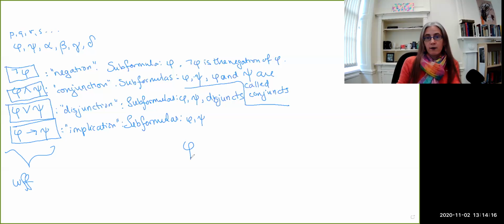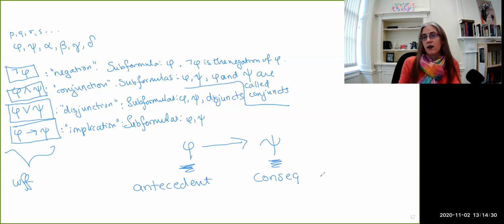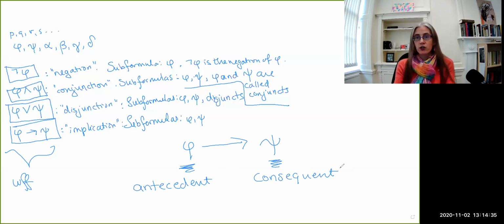So I will draw this bigger so that you can see. We have phi on the left-hand side of the arrow, psi on the right-hand side. Phi is called the antecedent, and psi is called the consequent. So we will often talk about conjunctions, disjunctions, negations, implications, conditionals, and we will also talk about conjuncts, disjuncts, one formula being the negation of another formula, antecedent, consequent, and every single one of the components that goes into creating a more complex formula will be one of the subformulas of it.